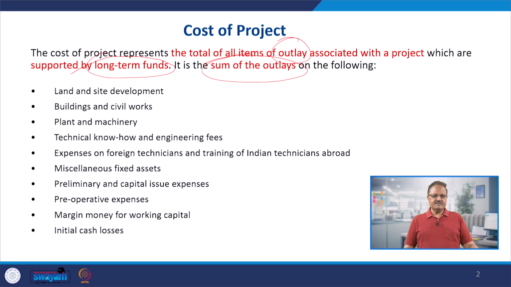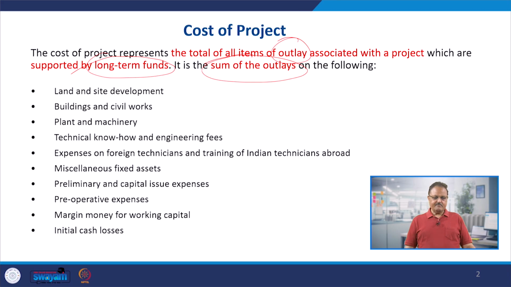After that you need the funds for plant and machinery, which is going to be housed in that building which has been constructed on the land which we have acquired for setting up that venture. And after that we talk about the technology, which is called technical know-how and engineering fees. So it means you have to pay for technology. Technical know-how means you have to pay for acquiring the technology once you are going to build up the plant.